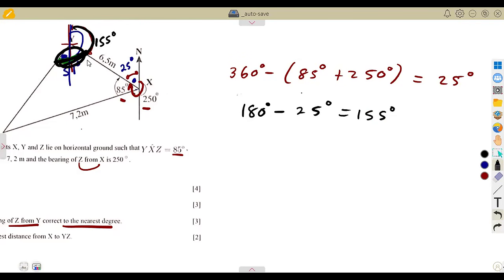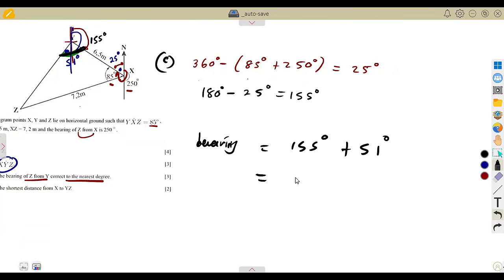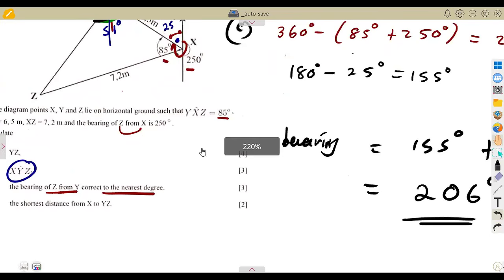Together with the 51 combined, that is the bearing of Z from Y. Combined like this. That is the bearing of Z from Y. So you're going to add these two. The bearing of Z from Y was going to be the sum, the 155 degrees plus the 51 degrees. So this is the three-figure bearing, and that was going to be 206 degrees. That is the three-figure bearing.